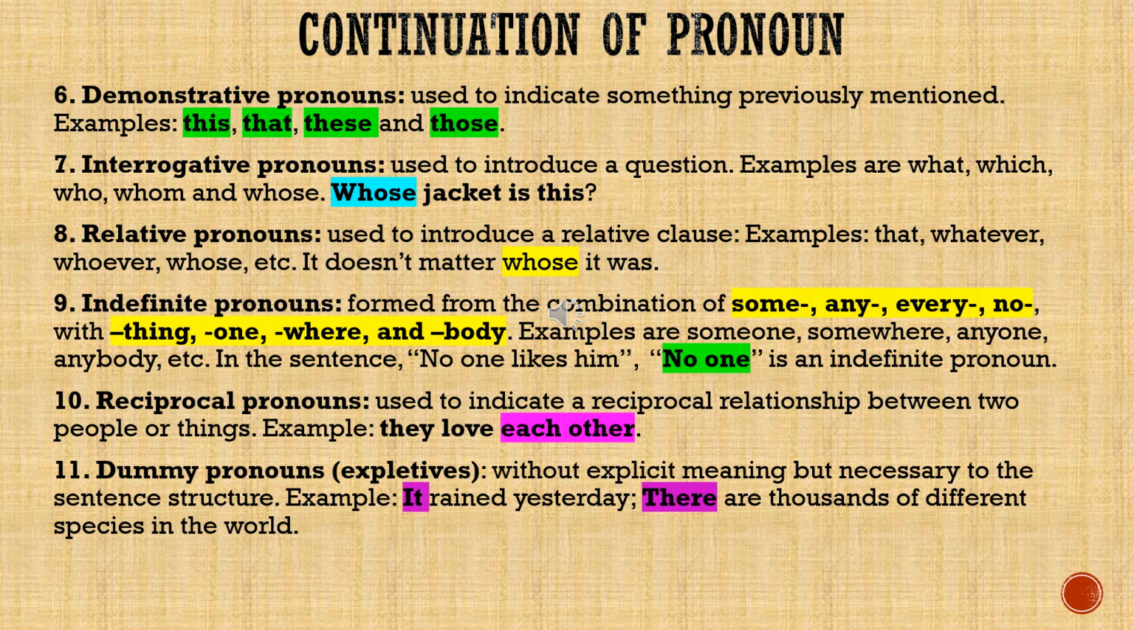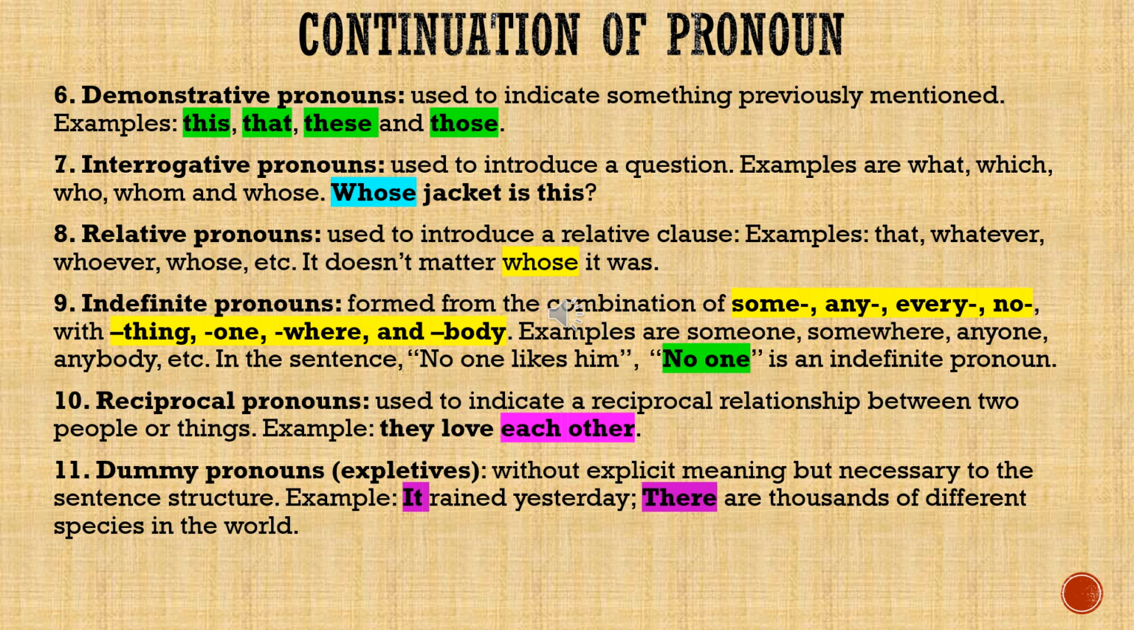In the sentence, "Whoever broke the chair should pay for it," whoever is a relative pronoun. In the sentence, "It doesn't matter whose it was," whose is a relative pronoun. 9. Indefinite pronoun. An indefinite pronoun is a pronoun that is formed from the combination of some, any, every, no, with thing, one, where, or body. Examples of indefinite pronouns are someone, somewhere, anyone, anybody, everyone, everybody, anything, everything, anywhere, everywhere.